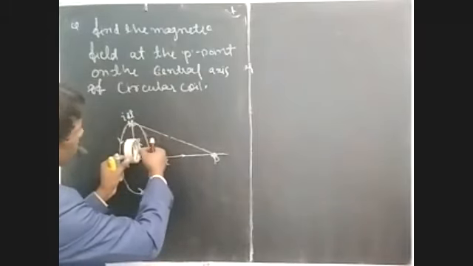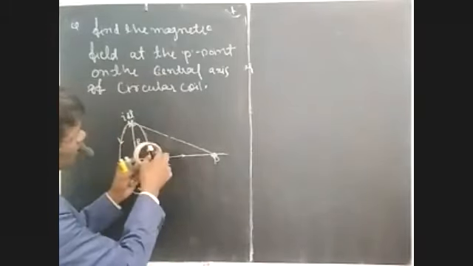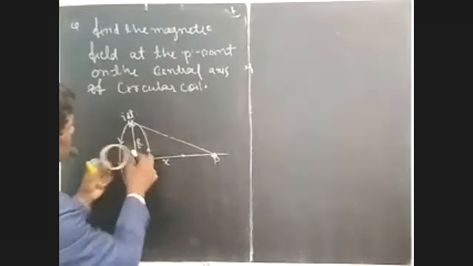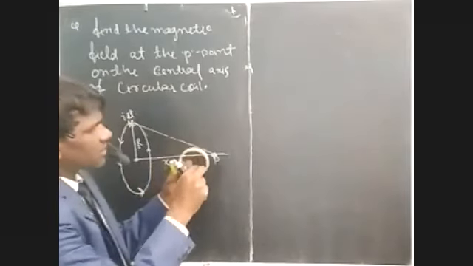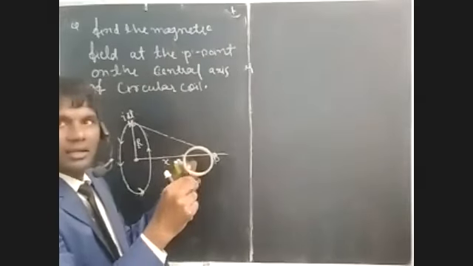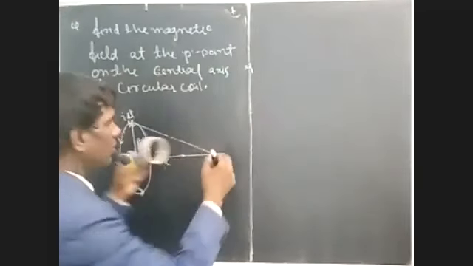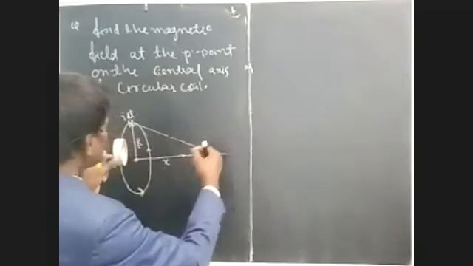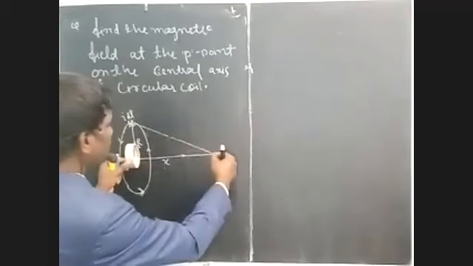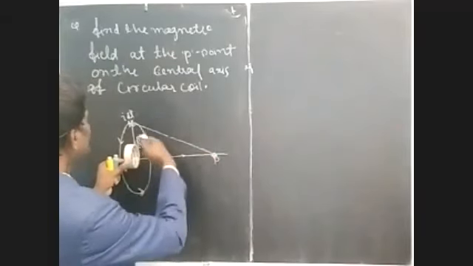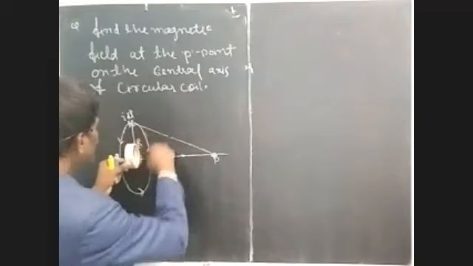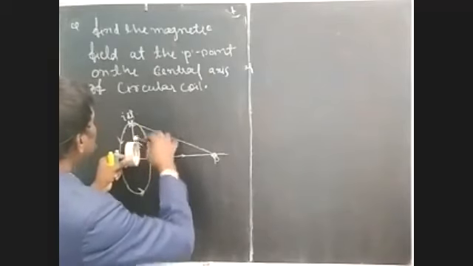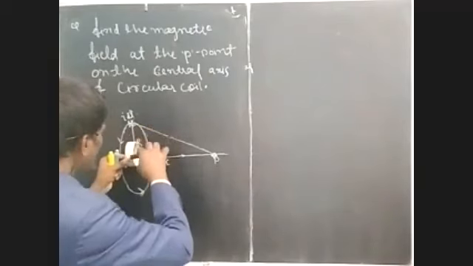So what we see, this is the axial point, meaning this is the central point, and just stretch it here. We have to find the magnetic field at this point, due to this current-carrying wire, and the current is flowing this way.